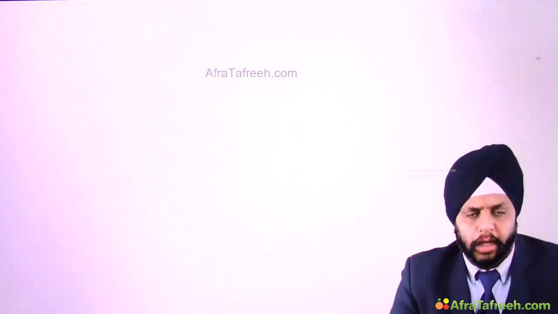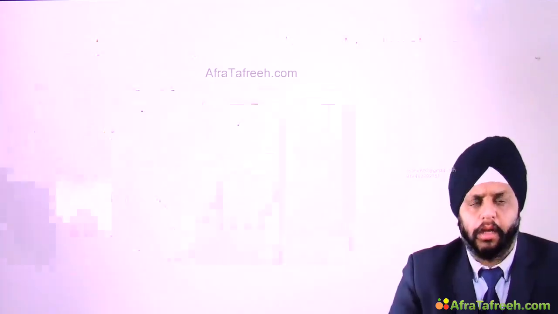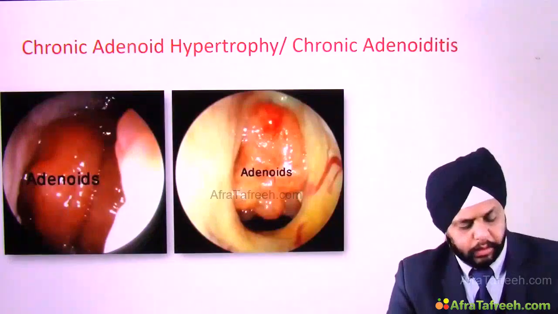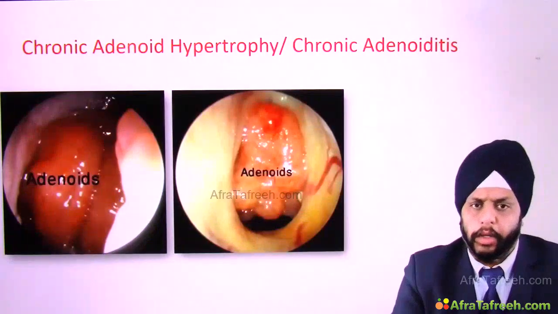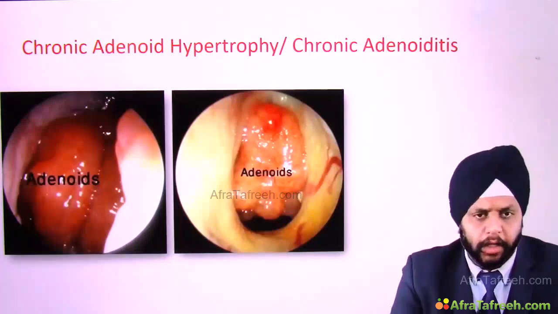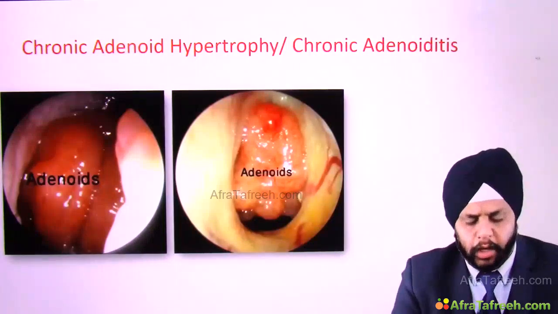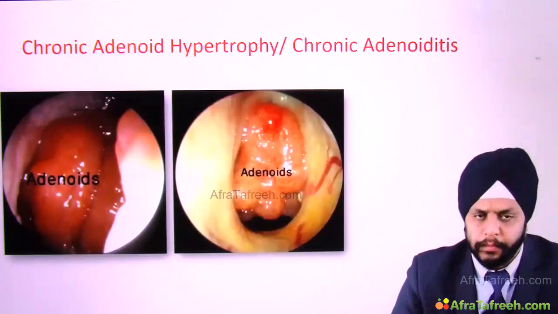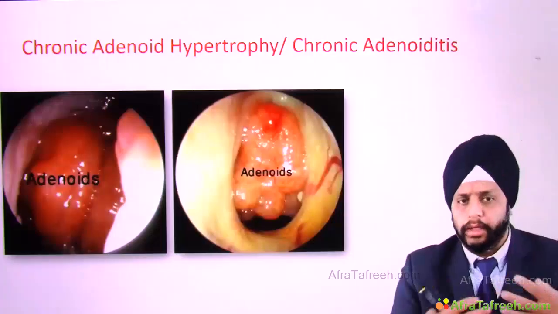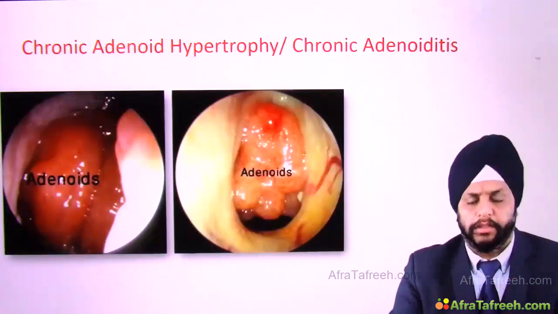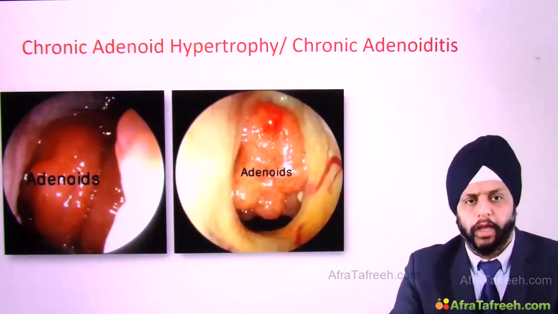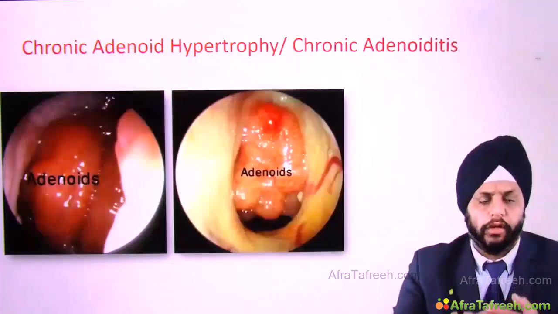Okay, now let's come to chronic adenoid hypertrophy or chronic adenoiditis. We talked about it earlier. Now what happens is that these adenoids have a physiological pattern of growth, but sometimes they keep on growing. That's because of the chronic inflammation. Then they start blocking the nasopharynx, they start blocking the posterior choana.